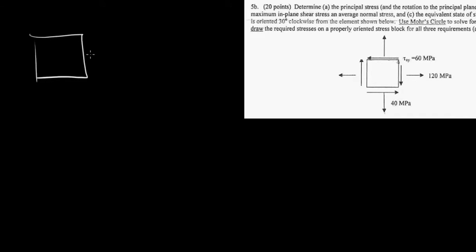So what do we have? We have sigma x, which is the normal stress in the x direction, and that is 120 megapascals. And then we have the vertical direction, sigma y, which is what? The sigma y is 40 megapascals. Going down here too, same thing.